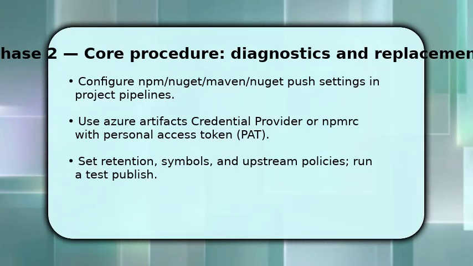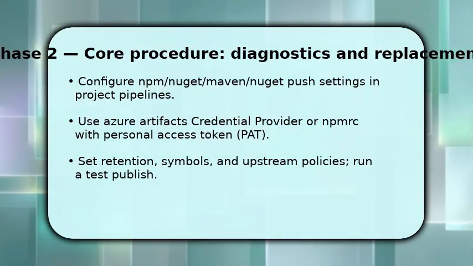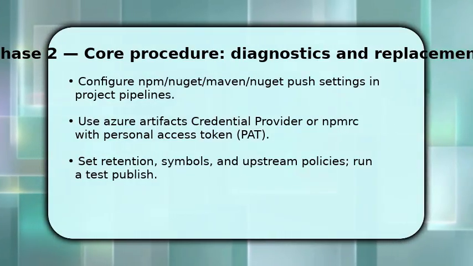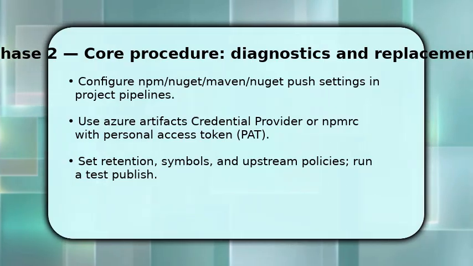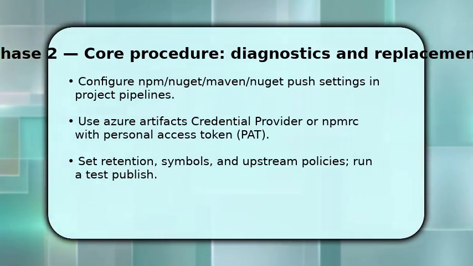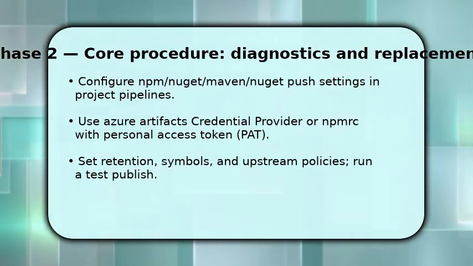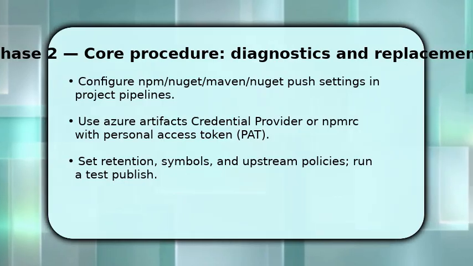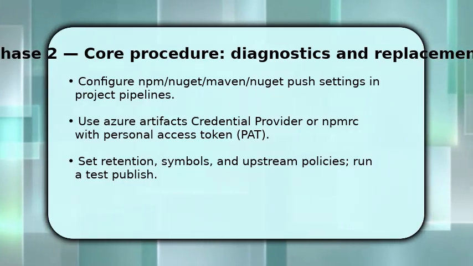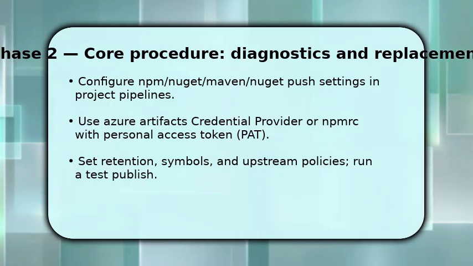Now you publish and configure packages. Pick the package type, npm, NuGet, Maven, and create pipeline tasks that use the feed's push or publish commands. Use the Azure Artifacts credential provider or an npmrc with a PAT to authenticate. This is how pipelines get secure access.